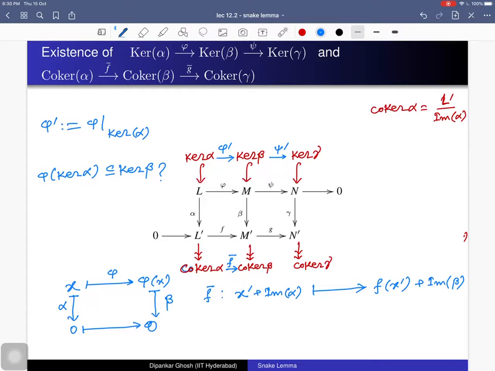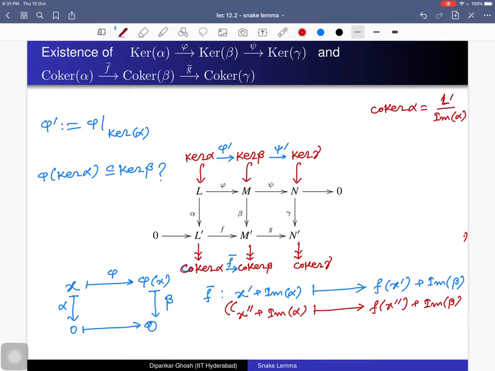In this way we can define a map, but we should verify that this map is well defined, because we are working with equivalence classes. So we should prove that it is independent of the choices of the representatives. Suppose you have another element, let us say x double prime plus image alpha, and suppose both are equal; then its image should also be the same. So F bar of it is F of x double prime plus image beta.